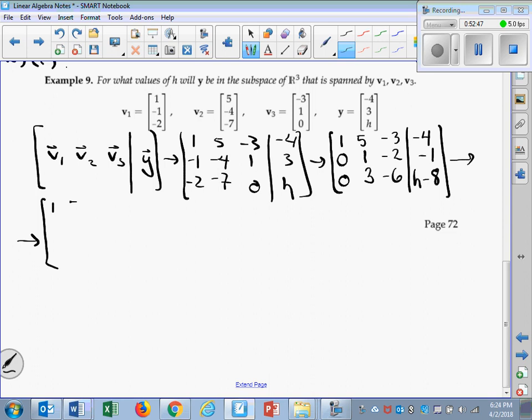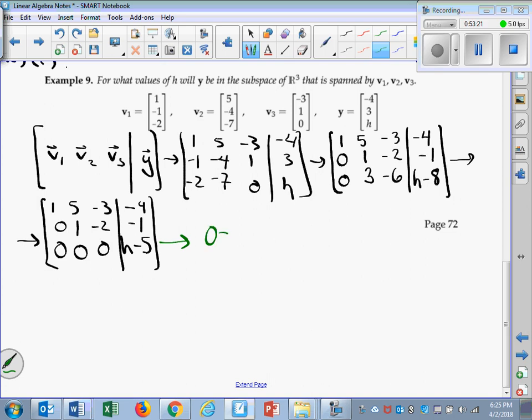So let's eliminate that 3 below the second pivot element. We want to subtract 3 of row 2 from row 3. I'm just copying the rows here. So we'll subtract 1, 2, 3, and I'm going to get 0, 0 here. And I'm subtracting 3 times -1, so it's going to be -8 plus 3, which is -5 there. In order for this to be consistent, this last row tells me that 0 has to equal h minus 5, or h must be 5.